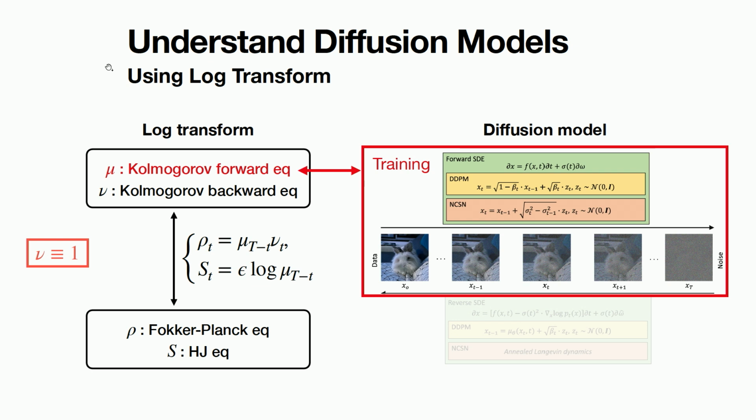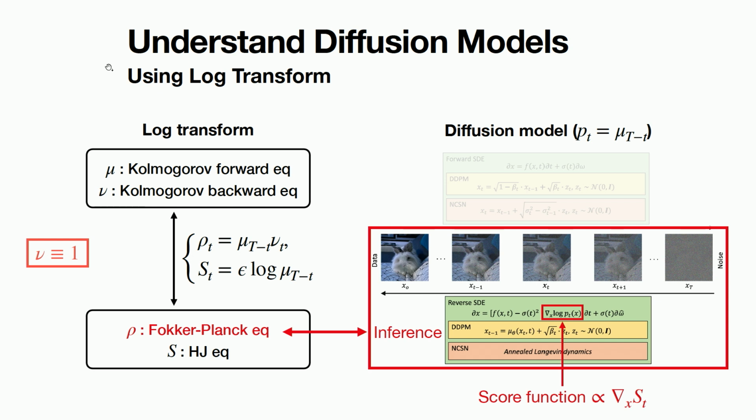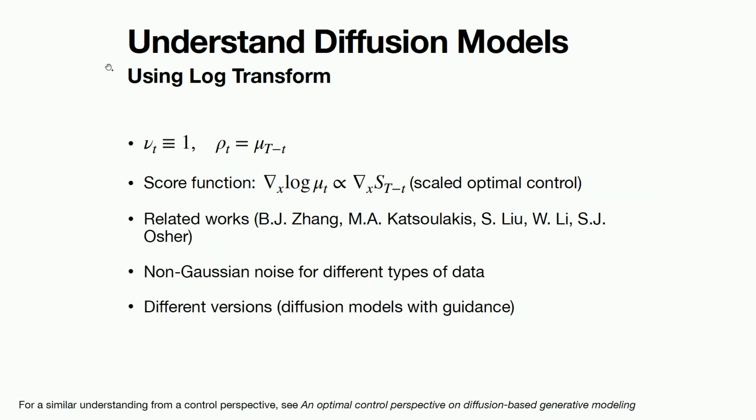For the diffusion model, you have a forward process to generate data. That is somehow related to the first equation in the linear system. And you have the backward reverse SDE to generate samples in the inference stage. The density of this reverse SDE solves this Fokker-Planck. Therefore, this connection happens when the second equation nu is constantly equal to 1. In that case, rho t equals mu of capital T minus t times 1. That's why you have this forward and reverse process in the diffusion model.